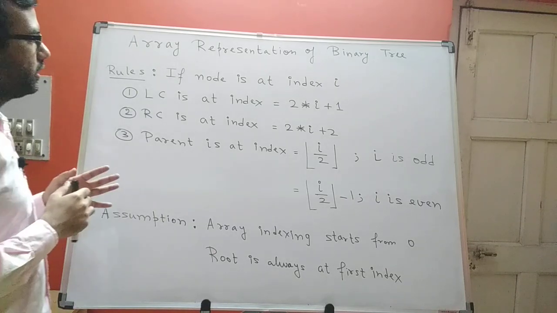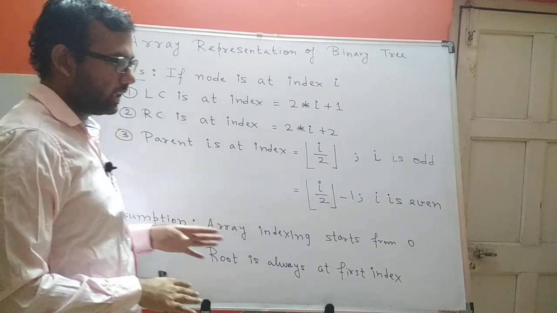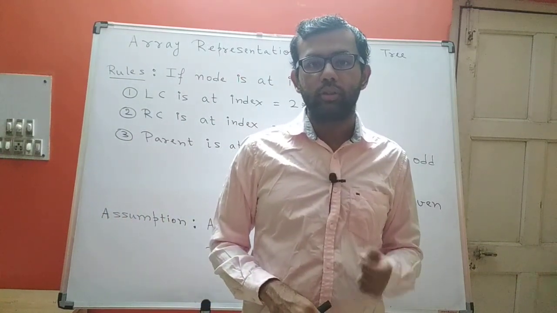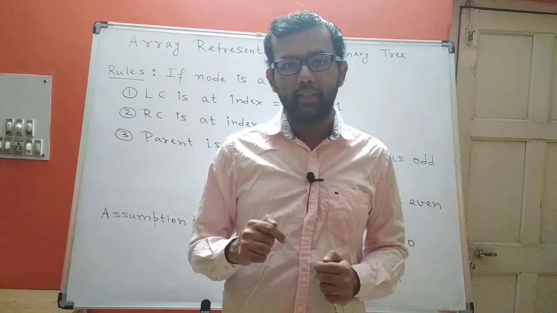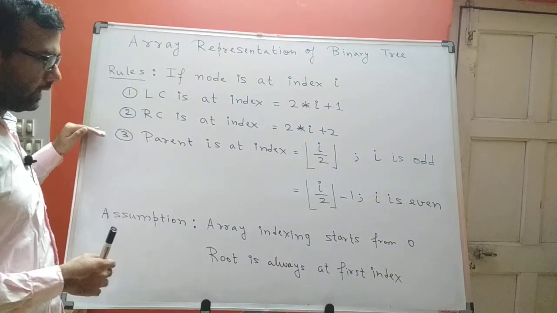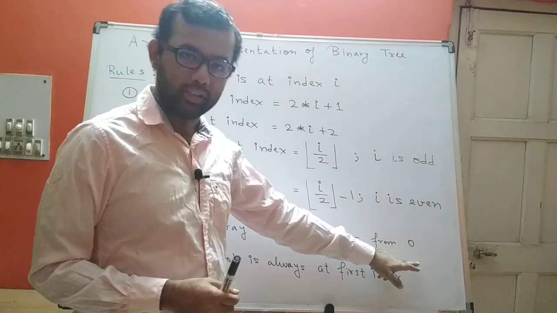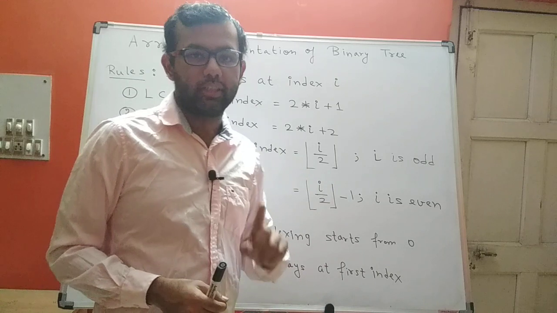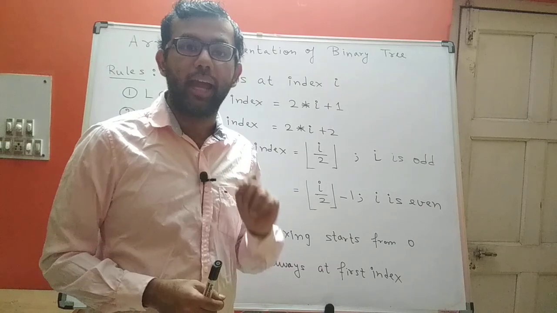Okay. So here you can see that first let's look at the assumption. The assumption is that the array indexing starts from 0 in most programming languages. In fact, I am recording this series of videos for data structures with C programming, and we know that arrays in C start from 0. So the three rules that I have written here are based on the assumption that array indexing starts from 0, as is the case in C programming, and also the root is always at the first index. Okay, so my root node of the tree will always be at the first index, that is at index 0.